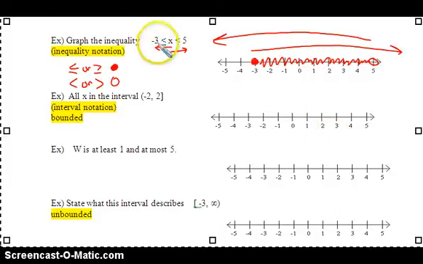Sometimes this is called inequality notation, but sometimes you're going to see the same type of concept written in what's called interval notation, and this is the way that the trig book will tend to write it. Understand that what this means is that the values you're looking for have to be between -2 and 2. A parenthesis means not equal to, a bracket means equal to. So understand that this means not equal to, whereas a bracket means equal to.